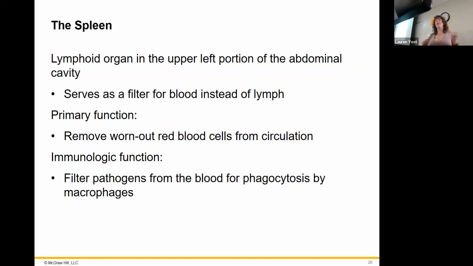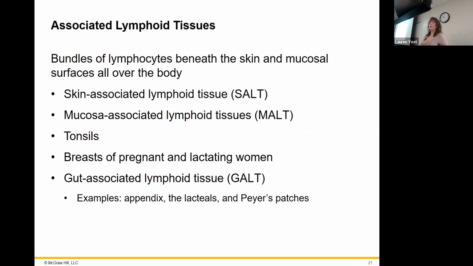The spleen serves as a filter for blood instead of lymph. So it's not receiving straight lymph like the lymph nodes do. The spleen is associated with after we've combined with the blood. We know that this is going to remove worn out red blood cells. I don't know how many of you know what the spleen does, but it removes damaged, worn out, old red blood cells. That's what it's supposed to do. It also has a function in the immune system, which is to filter pathogens in a similar way. So we have phagocytes in the form of macrophages that will localize to that tissue to deal with that. We already know about this.